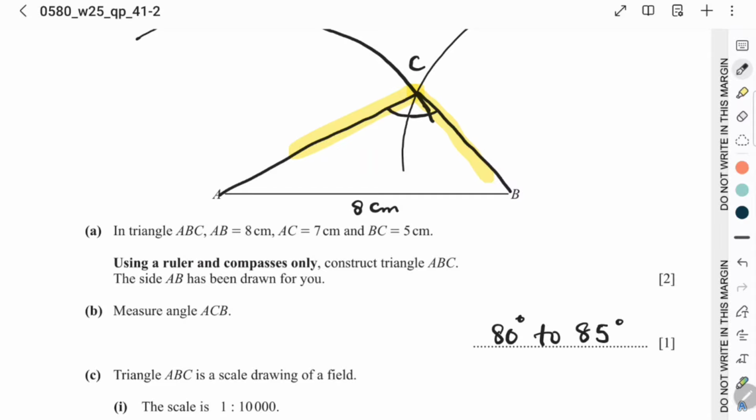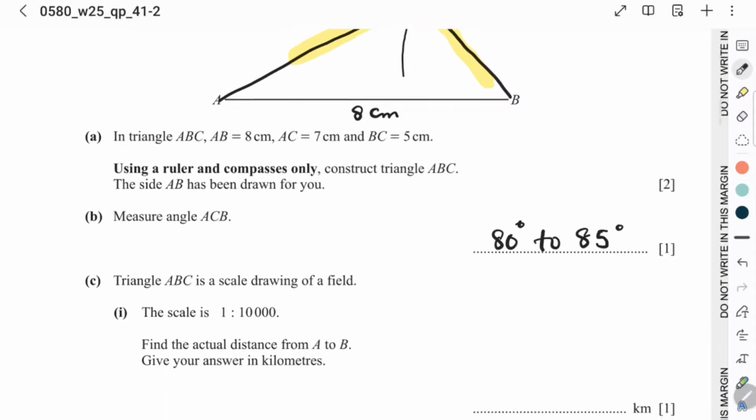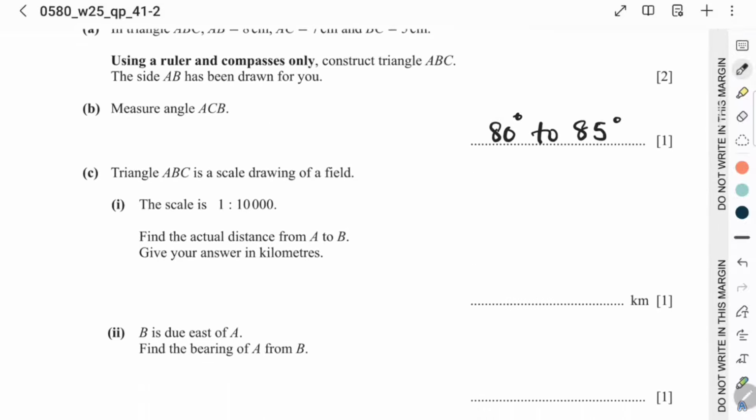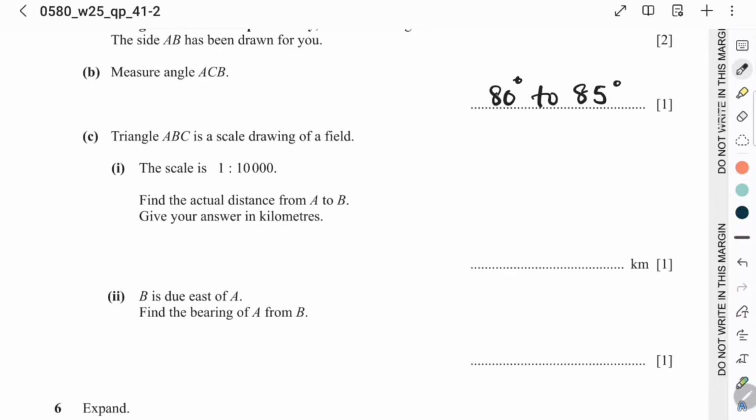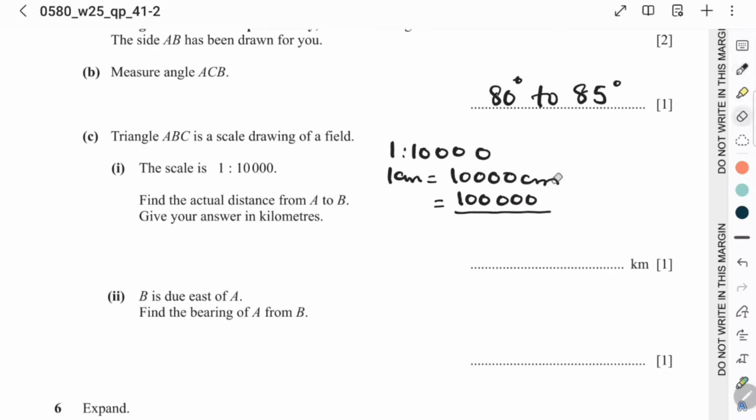Okay, now the triangle ABC, a scale drawing of the field 1:10,000. Find the actual distance from A to B, and you know that A to B is 8 centimeter. So first of all, 1:10,000 means 1 centimeter is equals to 10,000 centimeter. Because it's the ratio, we have to change into kilometers, so we divide by 100,000.